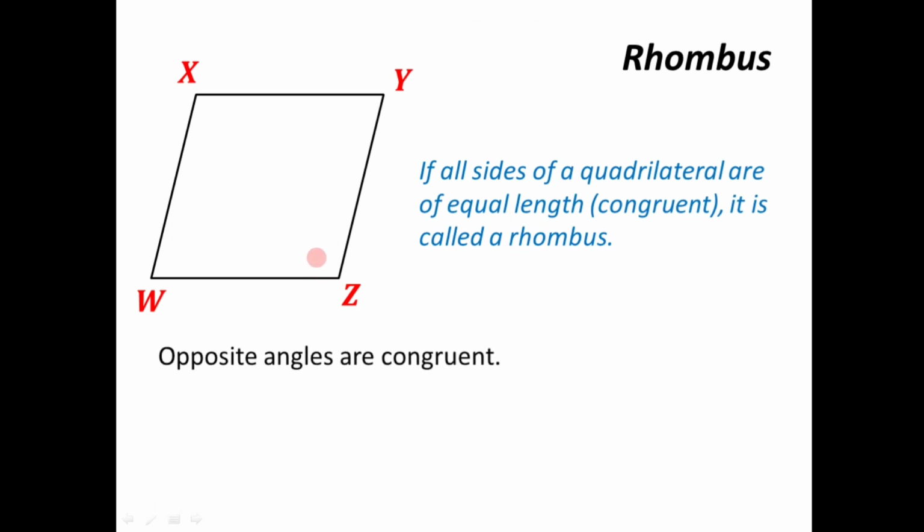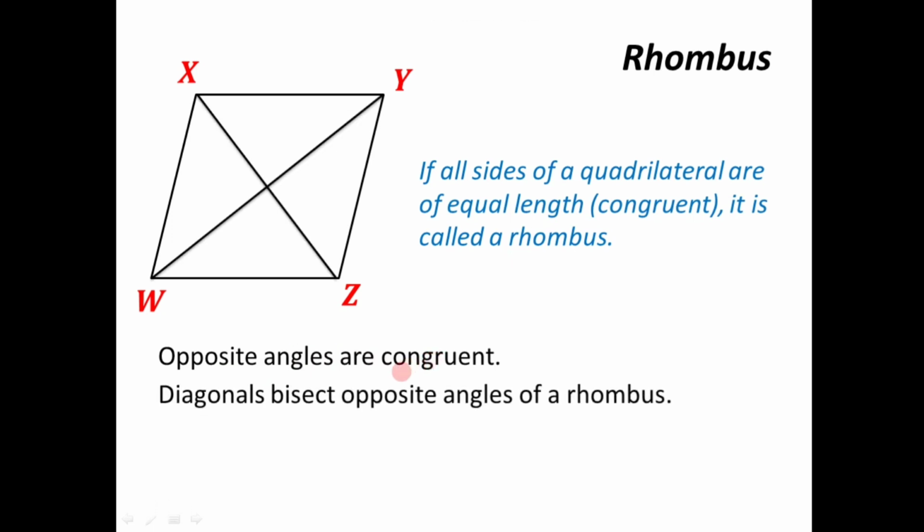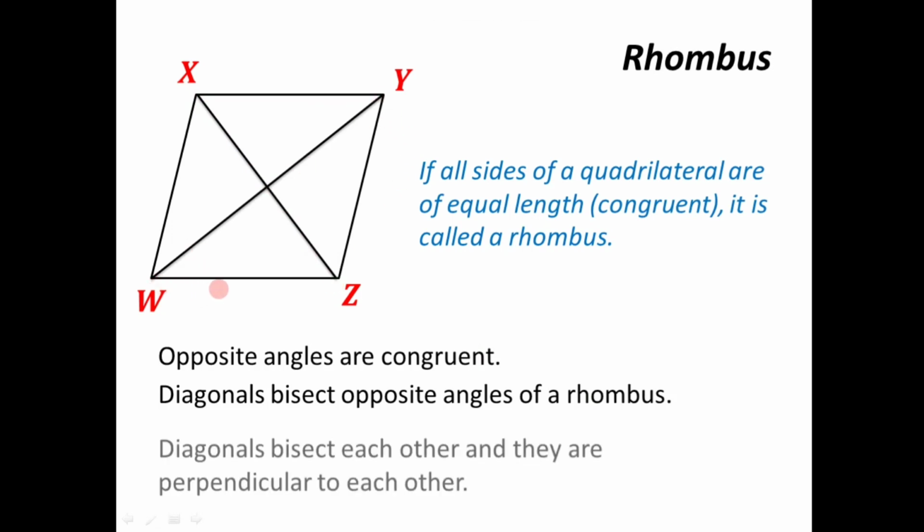And the properties of rhombus are there. Opposite angles of a rhombus are congruent. So this is the first property. Then the second property is about diagonals. Diagonals of a rhombus bisect opposite angles of a rhombus. So this is the same property as that of square. So here also diagonal XZ and diagonal YW bisect the opposite angles.